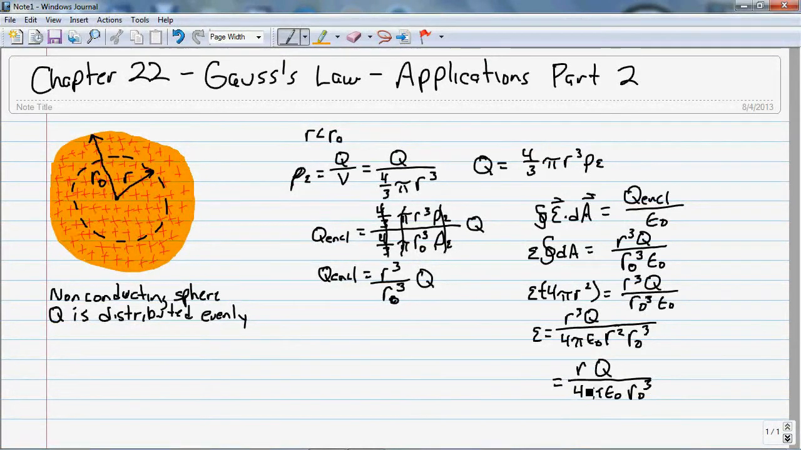Now, what are constants? Well, Q is given to me, so it's a constant. 4 pi is a constant. Epsilon naught is a constant. R naught is a constant based on the sphere. And the only thing I have here that would be variable is r, because I'm looking at the electric field as a function of the radius. So because everything is a constant but r, basically r is just to the first power. Anything to the first power gives me a linear function.